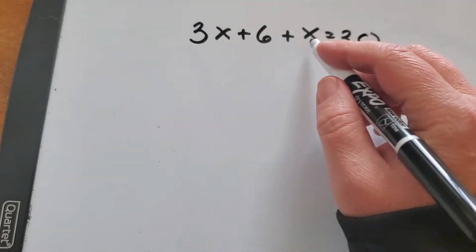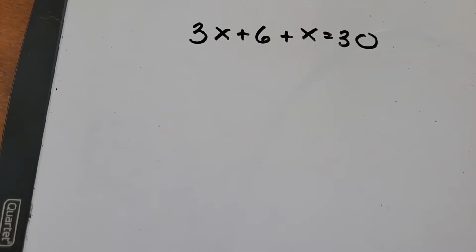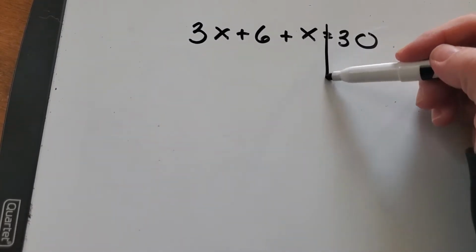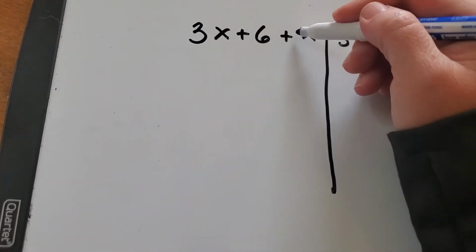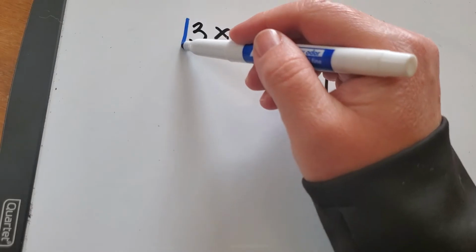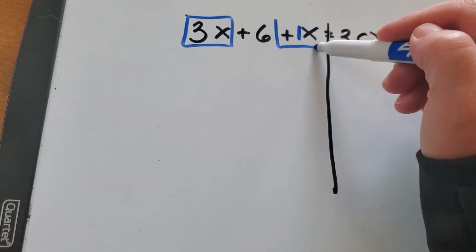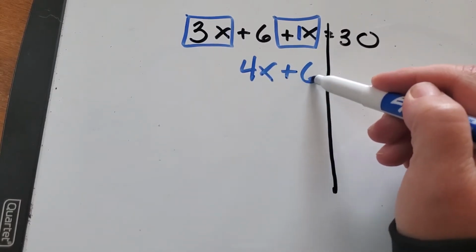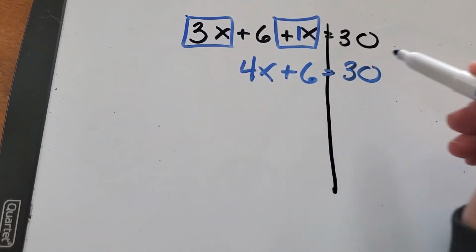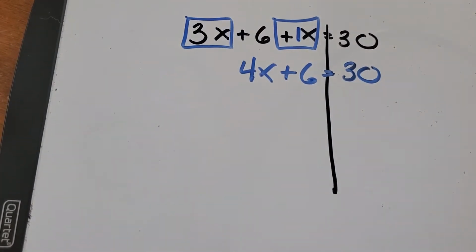So remember, the first thing you want to look for is, can we simplify either side of this equation? So notice we have a 3x over here, and that's a 1x. And we can combine those and make that a 4x plus 6 equals 30. And then from here, it's a two-step equation, which hopefully you are good at solving now.